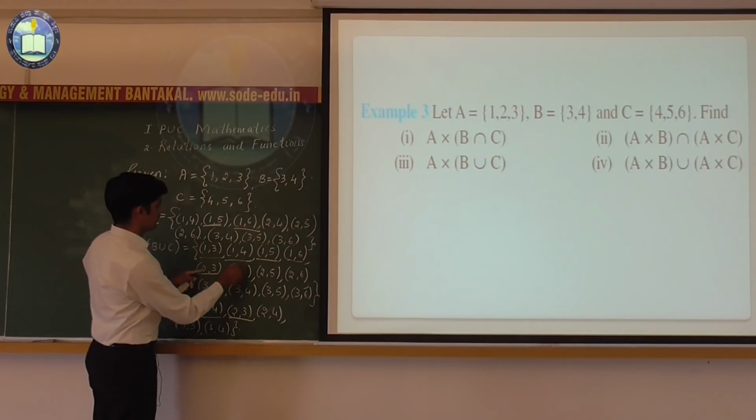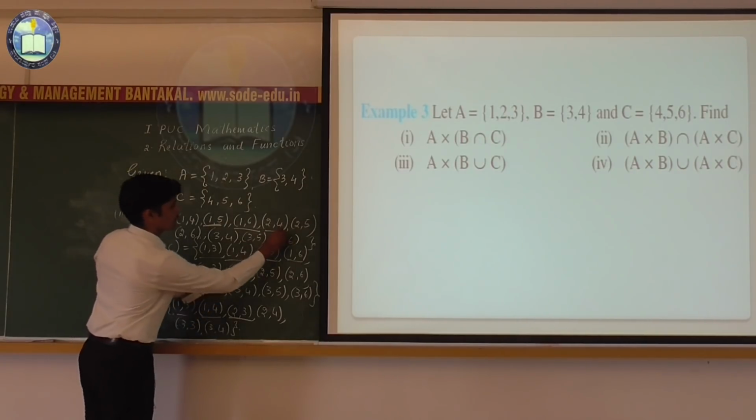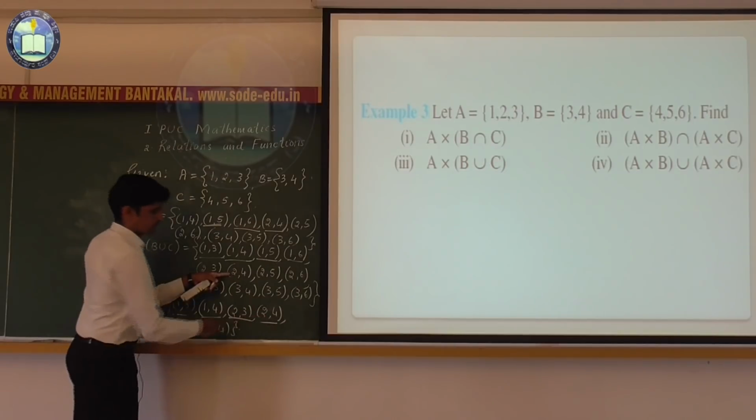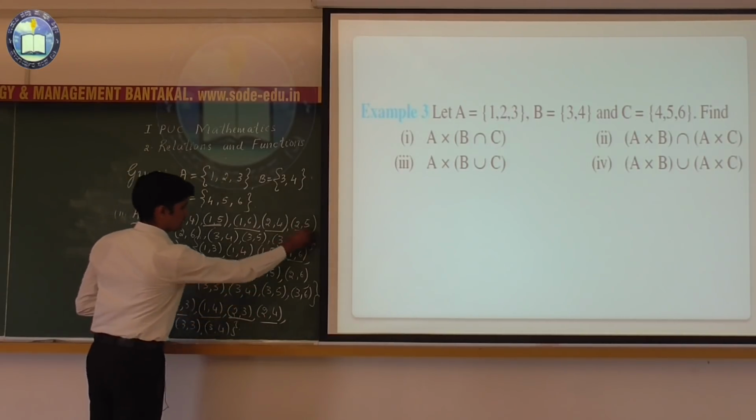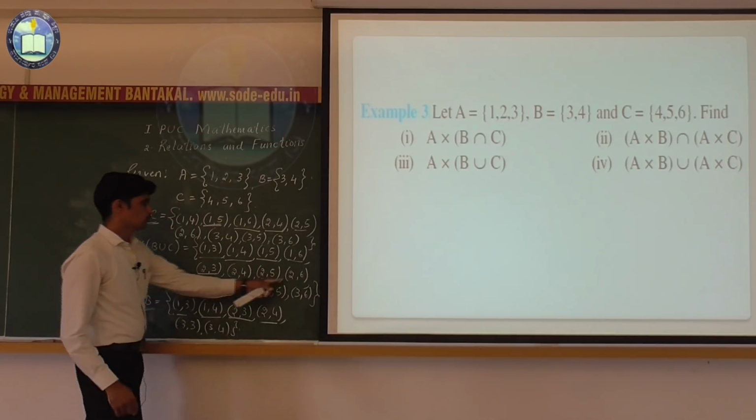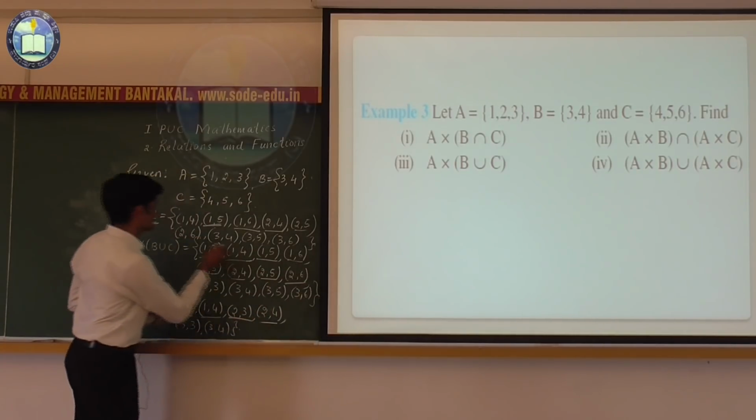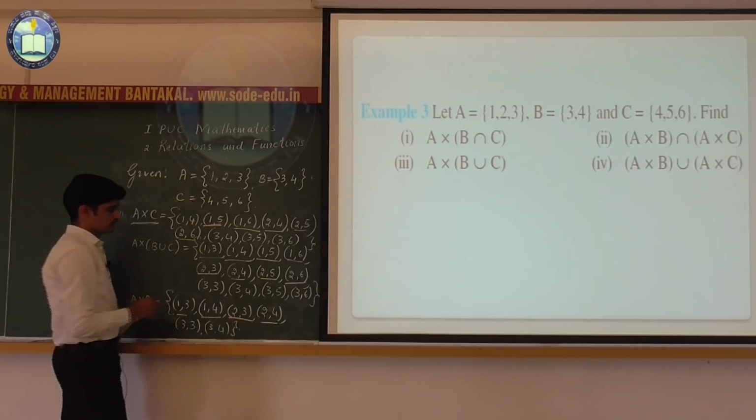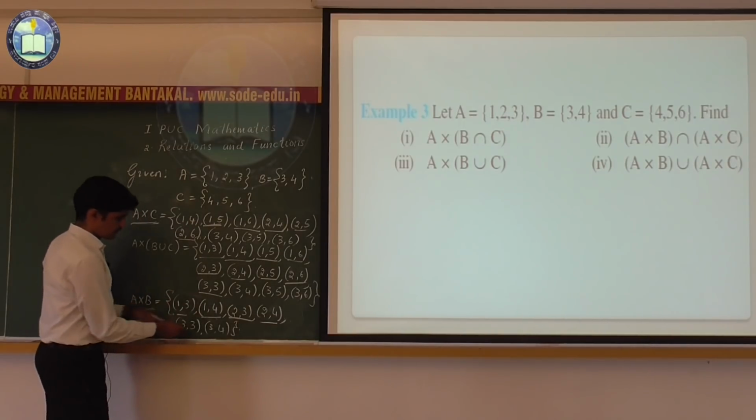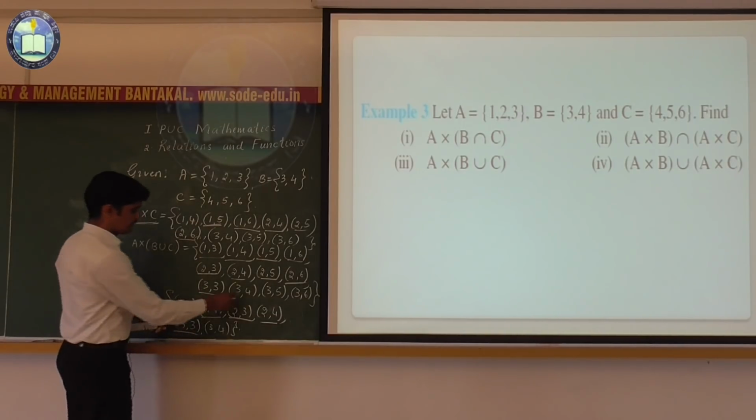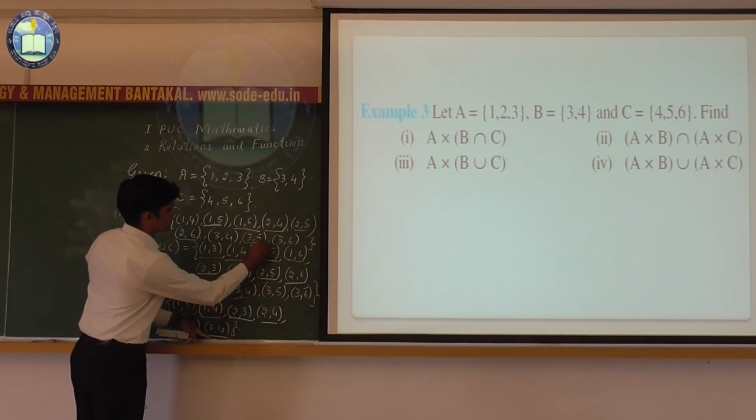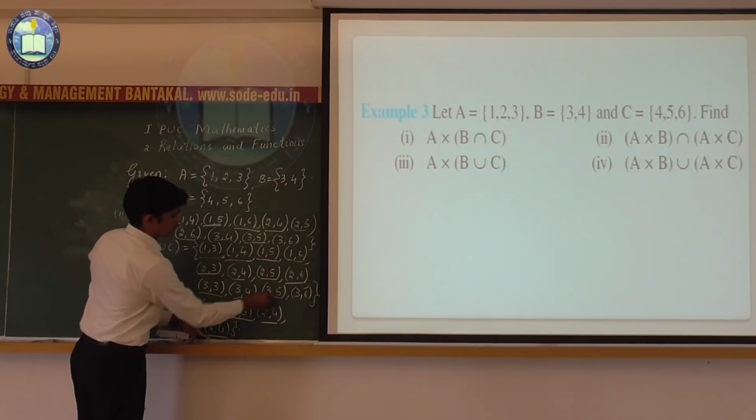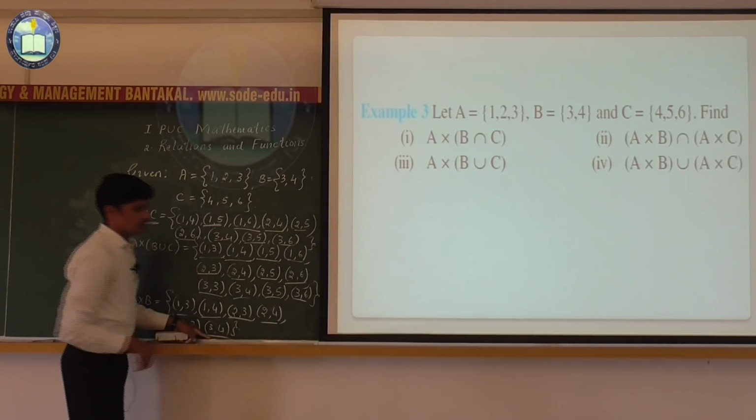Then 2,4 also belongs to the union, as a common element. And then 2,5 also belongs to the union. 2 comma 6 also belongs to the union of those two sets. Then 3 comma 3 also belongs to the union. Then 3 comma 4 belongs to the union, and 3 comma 5 belongs to the union. 3 comma 6 also belongs to the union.